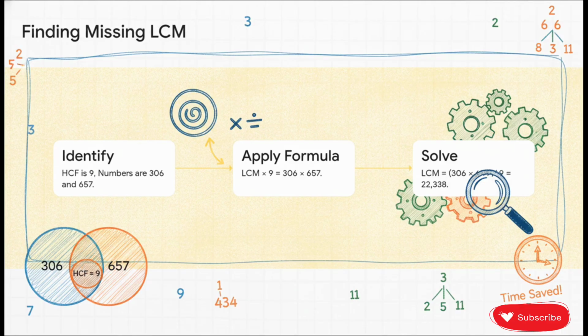Say we know our 2 numbers are 306 and 657, and we're told their HCF is 9. We literally just plug those into our golden formula, do a quick division, and instantly reveal the LCM as 22,338. It just saves so much time.